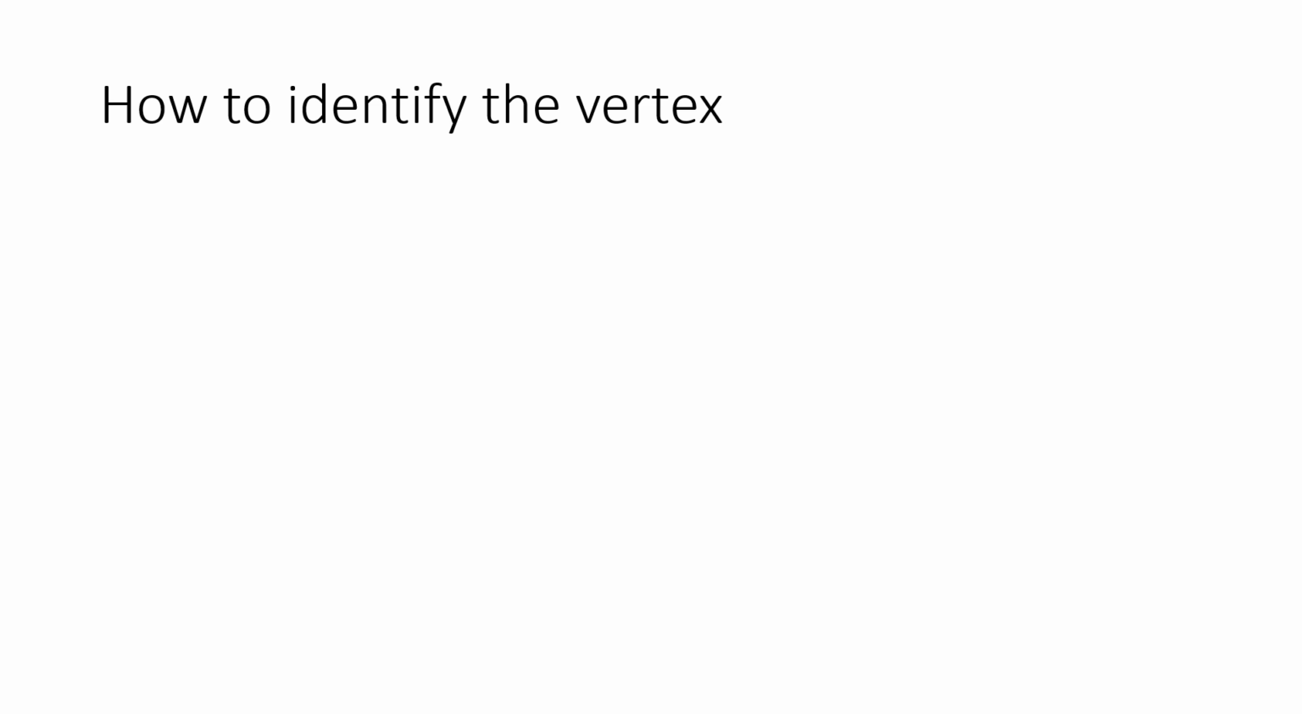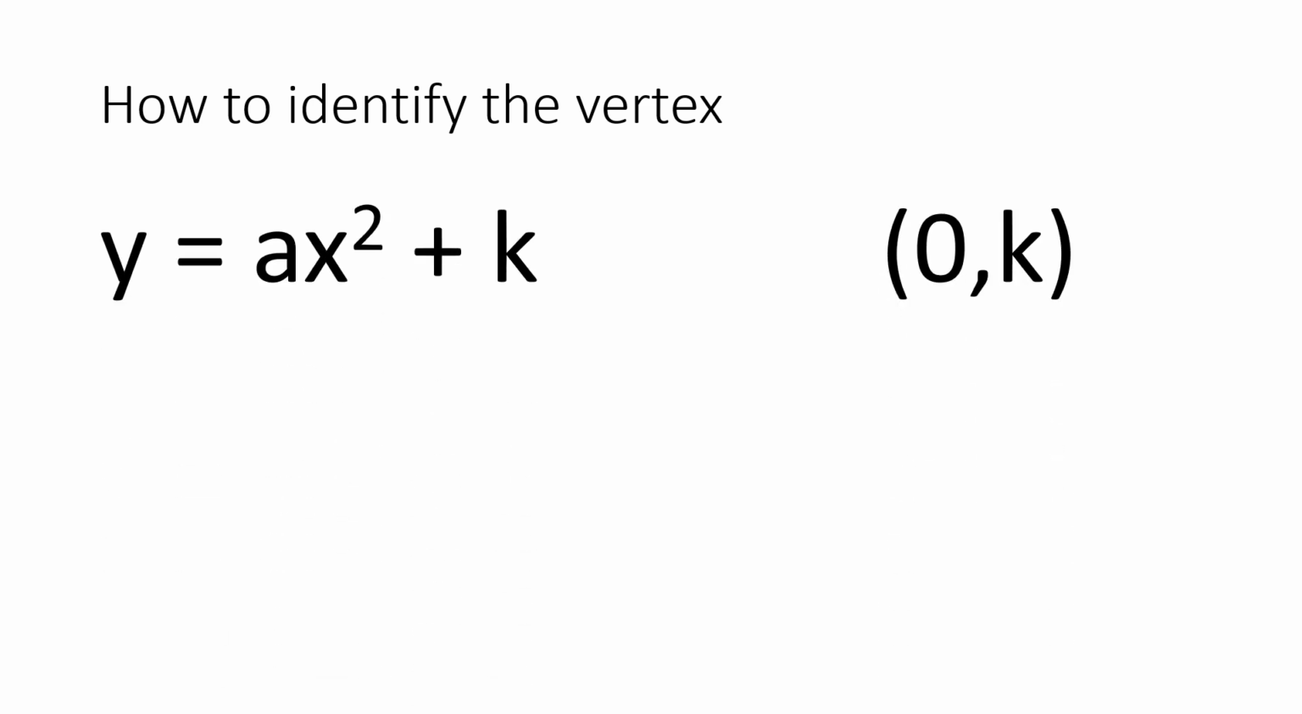So how are we going to identify the vertex of our given quadratic function? If our given is in the form y equals ax squared plus k, wherein you don't have any value of b, your vertex is at 0, k. So that means the value of your x is 0 and the value of your y is the constant.